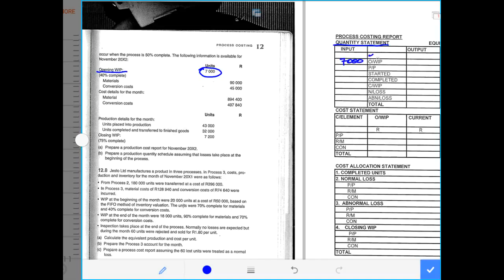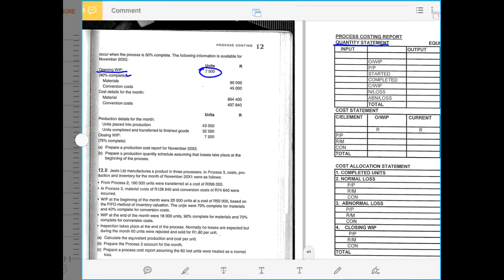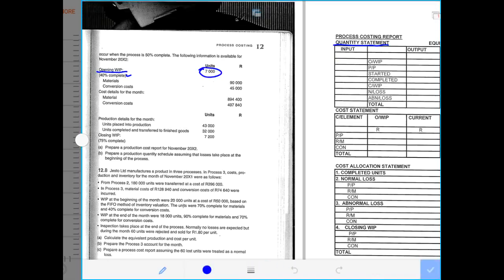Here O is opening work in process, as you know. Then we know that these units are 40% in terms of completion, but that is not applicable now. It will only be applicable when we start calculating the amount of the units that are the normal loss, and also when we calculate the inspection point. Then we are also given the material, this will be in rands and they will affect the cost statement and the cost allocation statement. Then now let us go to the units once again.